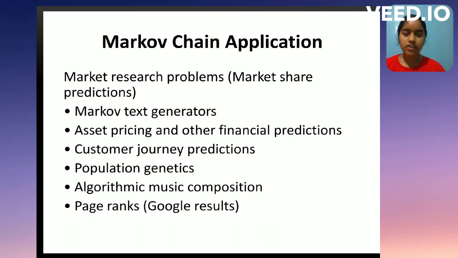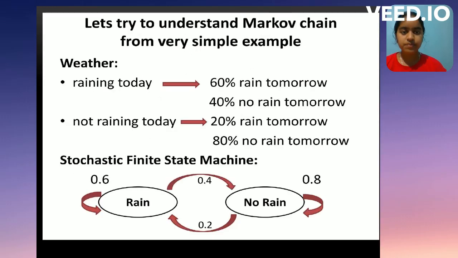Markov chain applications: market research programs, Markov text generators, pricing and other financial prediction, customer journey predictions, population genetics, algorithmic music composition, page ranks.